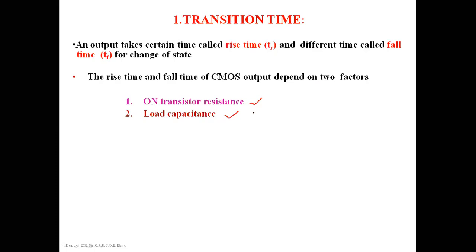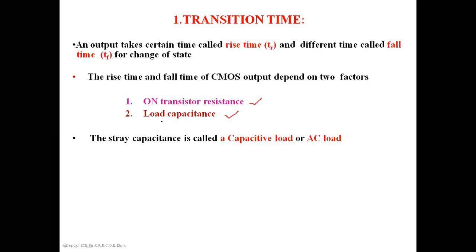It is because of the load capacitance, because of the stray capacitance. Here the stray capacitance is called a capacitive load or the AC load. And how can it be modeled here?